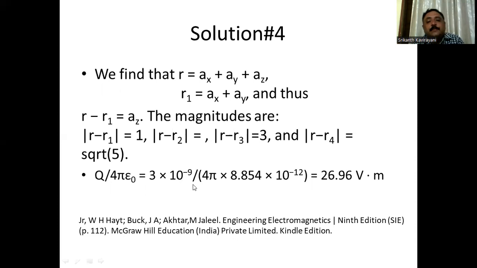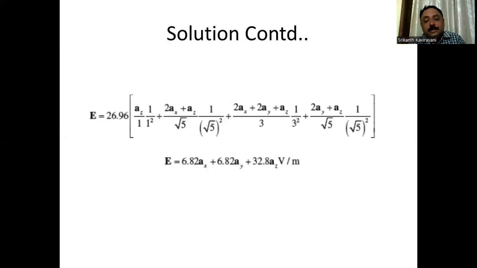And Q by 4 pi epsilon naught equal to 3 into 10 power minus 9 by 4 pi into 8.854 into 10 power minus 12. This gives us 26.96 volt meter. So once we evaluate and substitute these values, we end up getting E equal to 26.96 [az by 1 times 1 by 1 squared, which is like the unit vector, plus (2ax plus ay) by root 5 into 1 by root 5 square, plus (2ax plus 2ay plus az) by 3 into 1 by 3 square, plus (2ay plus az) by root 5 into 1 by root 5 whole square], which gives us the electric field to be E equal to 6.82ax plus 6.82ay plus 32.8az volt per meter.